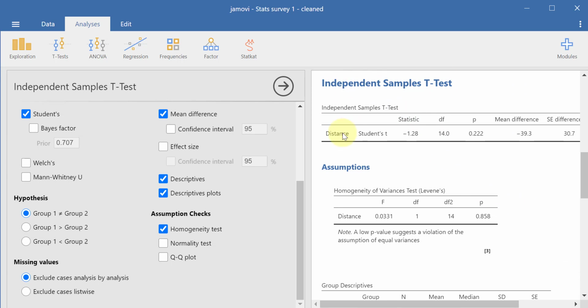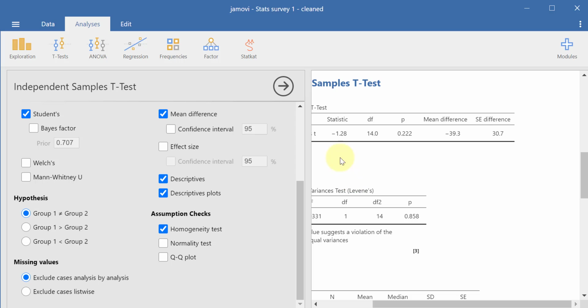So my independent samples t-test tells me that I'm comparing two groups on distance. It isn't actually telling me what groups there are, which is kind of a bummer because you want to know, like, what are my two groups, right? But it's telling me that I did a Student's t. It gives me the t-score, which is the statistic. So negative 1.28, putting them on the same level, our statistic is a negative number.